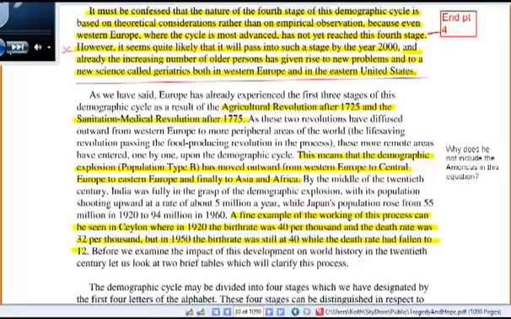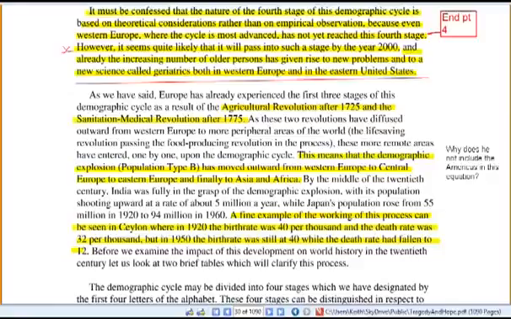As we have said, Europe has already experienced the first three stages of this demographic cycle as a result of the agricultural revolution after 1725 and the sanitation medical revolution after 1775. As these two revolutions have diffused outward from Western Europe to more peripheral areas of the world, the life-saving revolution passing the food-producing revolution in the process, these more remote areas have entered, one by one, upon the demographic cycle. This means that the demographic explosion, population type B, has moved outward from Western Europe to Central Europe to Eastern Europe and finally to Asia and Africa.